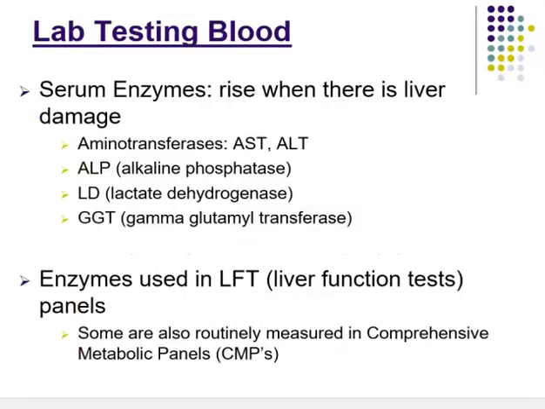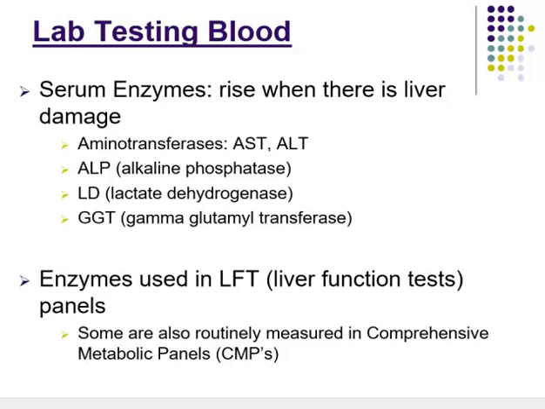We must often do blood tests to test for liver function. We test for serum enzymes that will rise when there is liver damage. We look for two different aminotransferases, the AST and the ALT. We look for ALP, alkaline phosphatase. We could also look at LD, lactate dehydrogenase, and finally GGT, gamma glutamyl transferase.